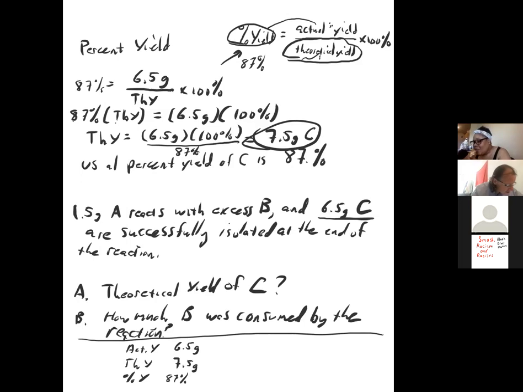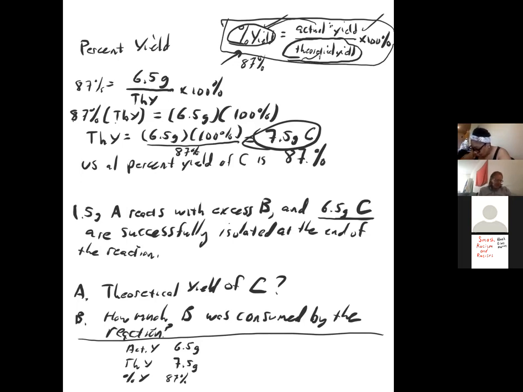So just go back to this formula. When you do these kinds of problems, they're going to give you two of them. You just have to figure out which two they gave you. In this one, they gave you the percent yield and they gave you the actual yield. You're going to calculate the theoretical yield.